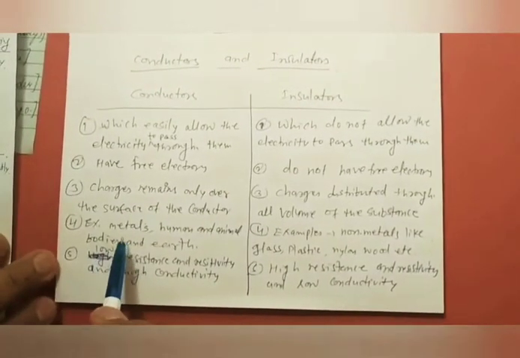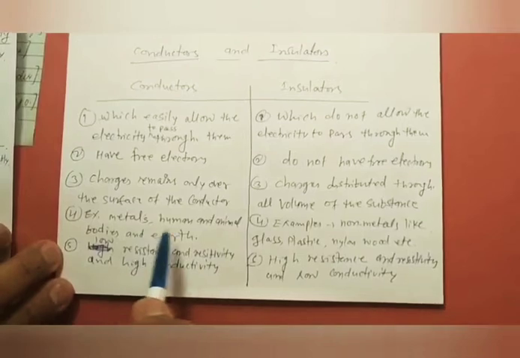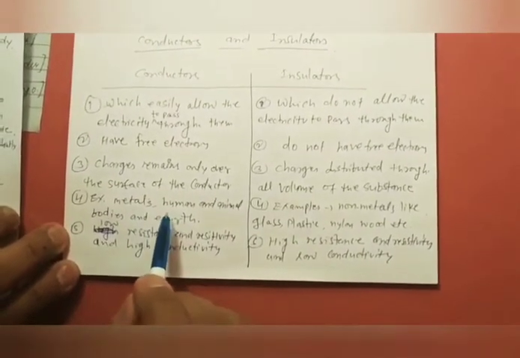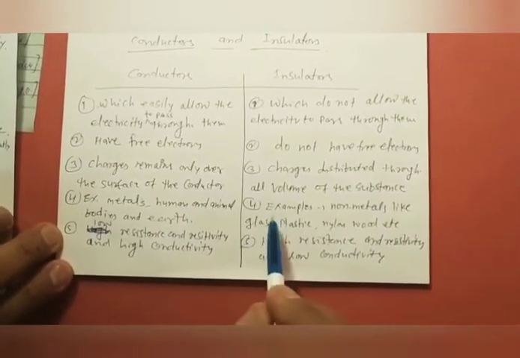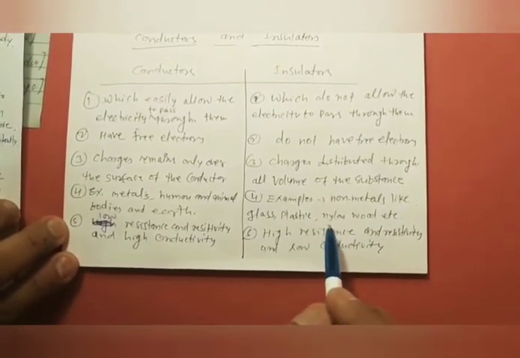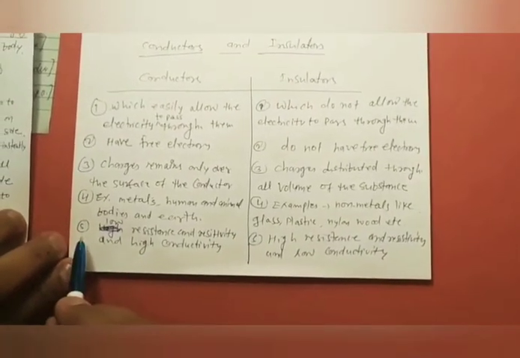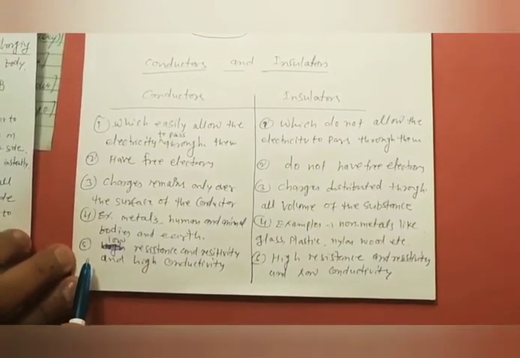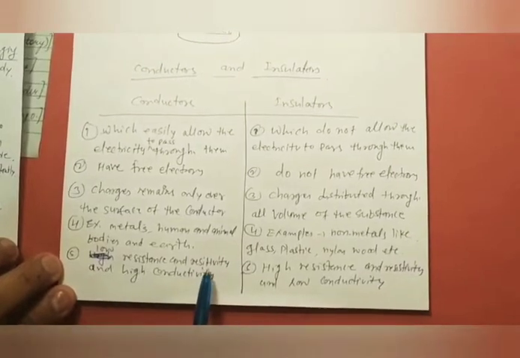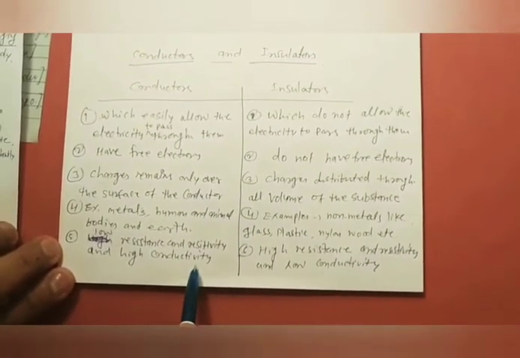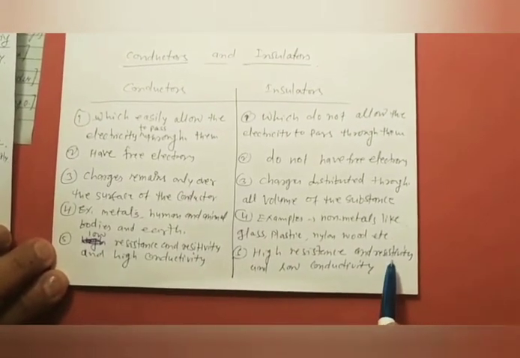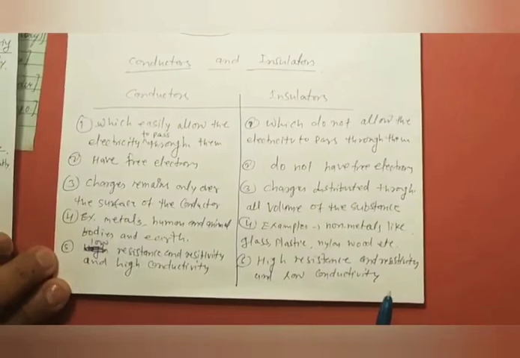Fourth one, examples of conductors: metals, human body, animal body, and earth. Examples of insulators: non-metals like glass, plastic, nylon, wood, etc. Very important property of conductors and insulators: conductors have low resistance and low resistivity but high conductivity. But insulators have high resistance and high resistivity and low conductivity.